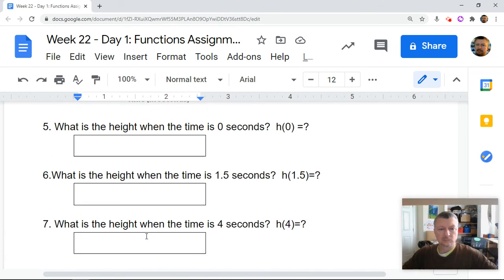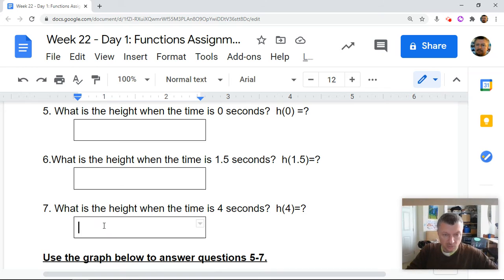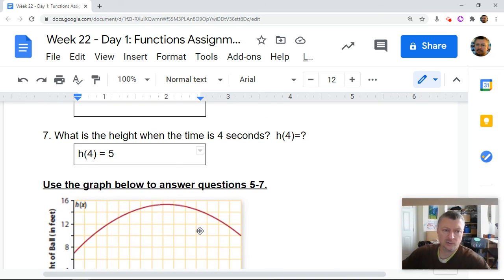So that was this one. So now this is the height. It's the same thing. They can put different letters instead of F. The height at 4 seconds. The function of the height at 4 seconds is 5. All right, so there's that one. Then you do number 5 and 6. Now I'll do one more on the last one.